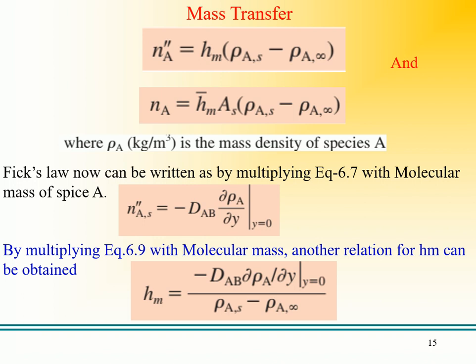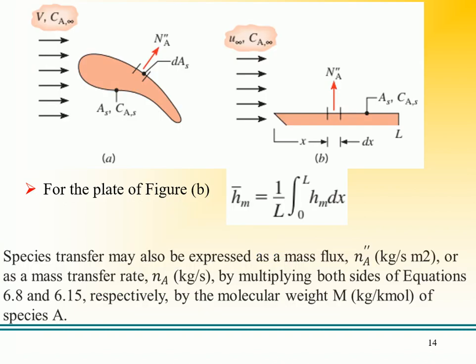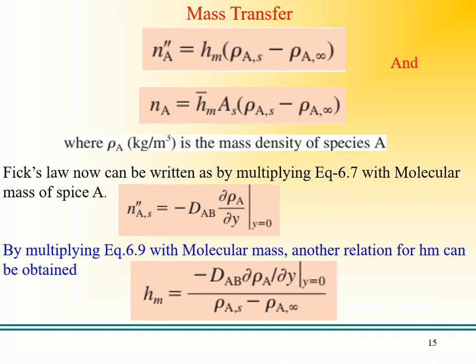In the previous case, the concentration would say ∂CA/∂y. Here we write −DAB ∂ρA/∂y at y equal to 0, and of course this is the mass transfer flux, in kilogram per meter square per second, at y equal to 0. So multiplying this equation 6.9 with molecular mass, another relation for hm can be obtained.